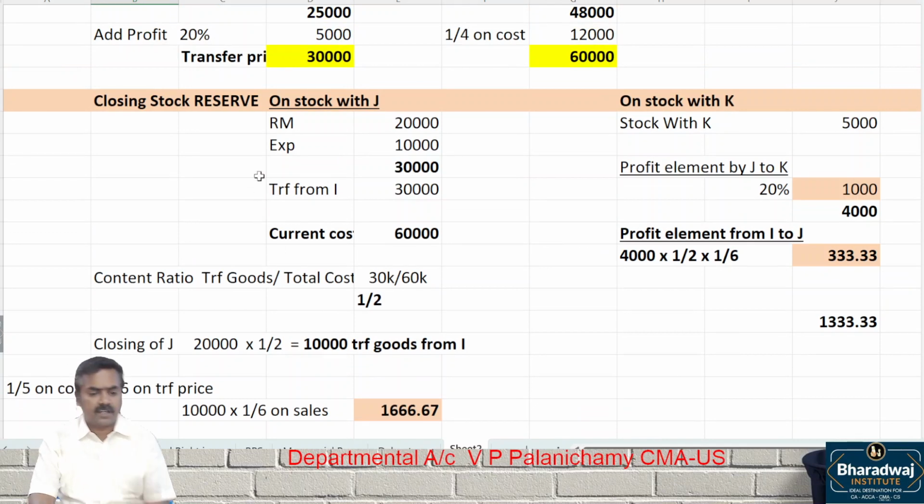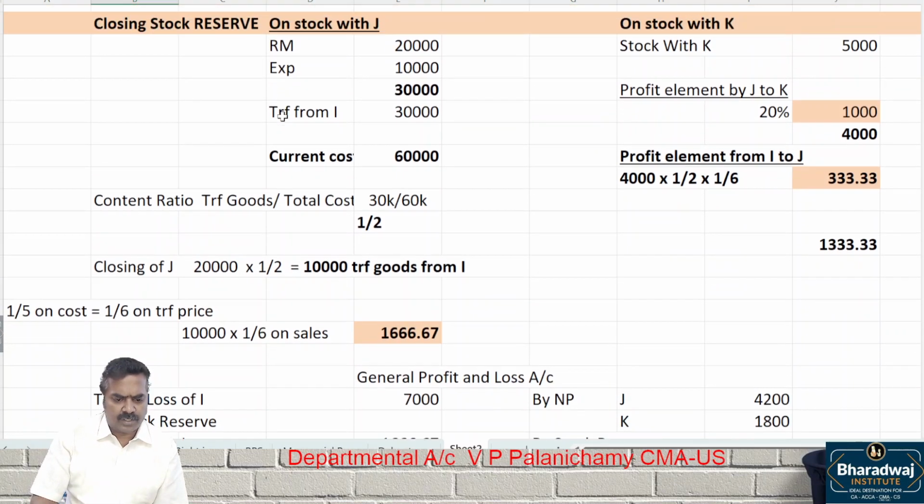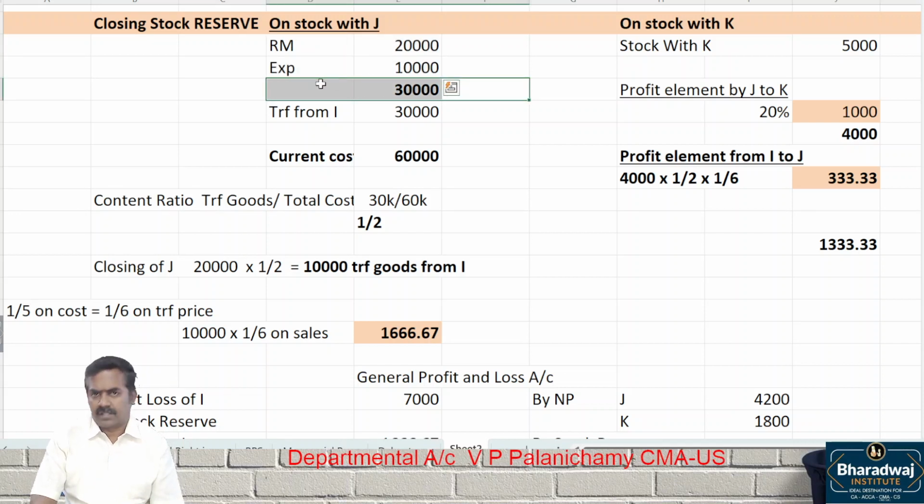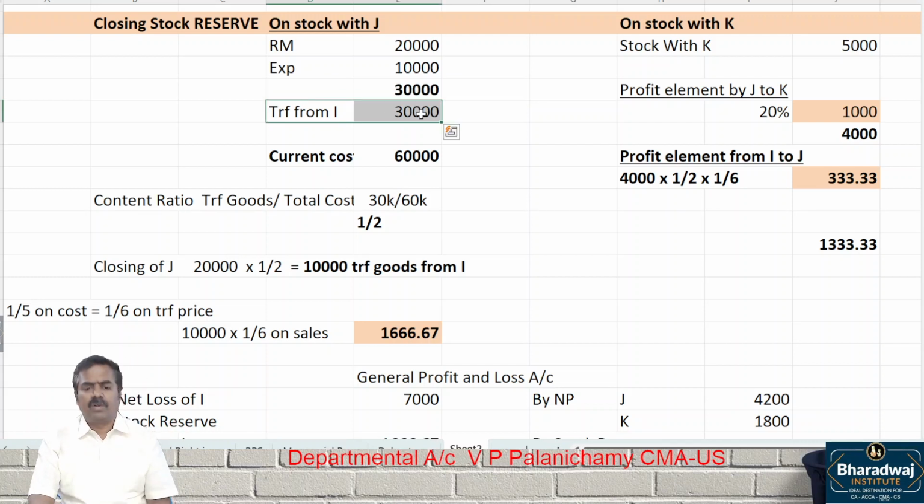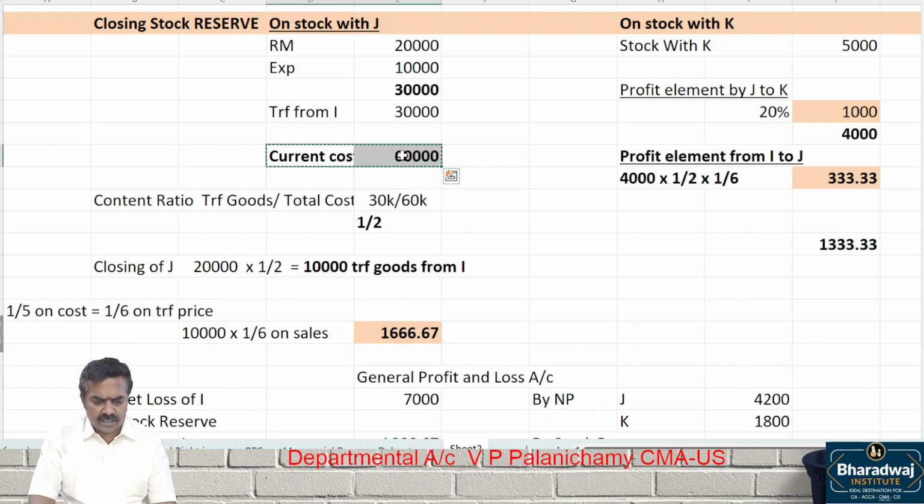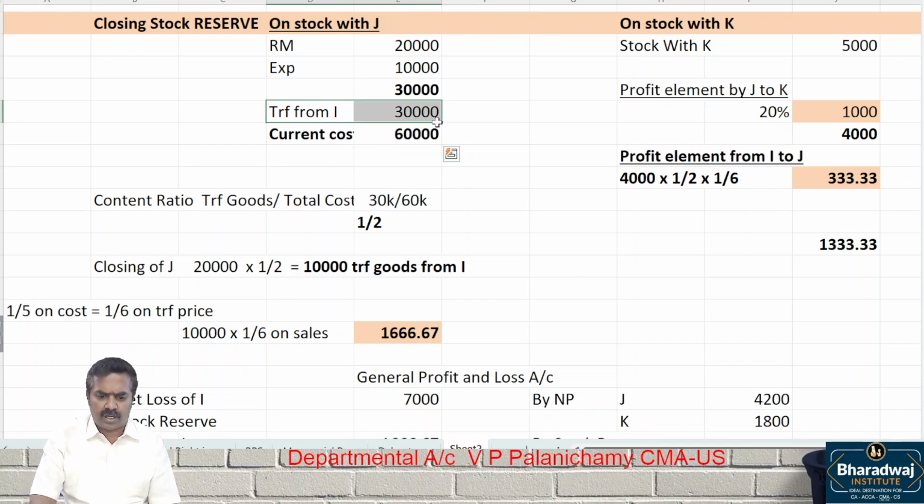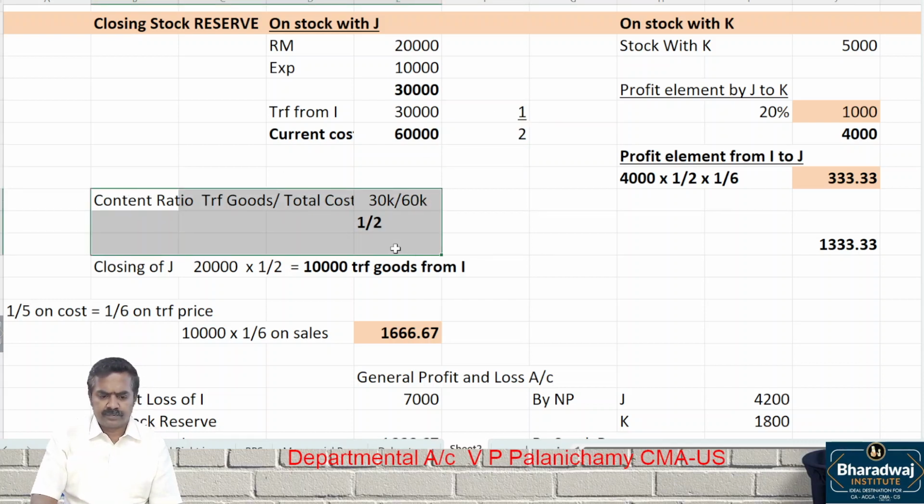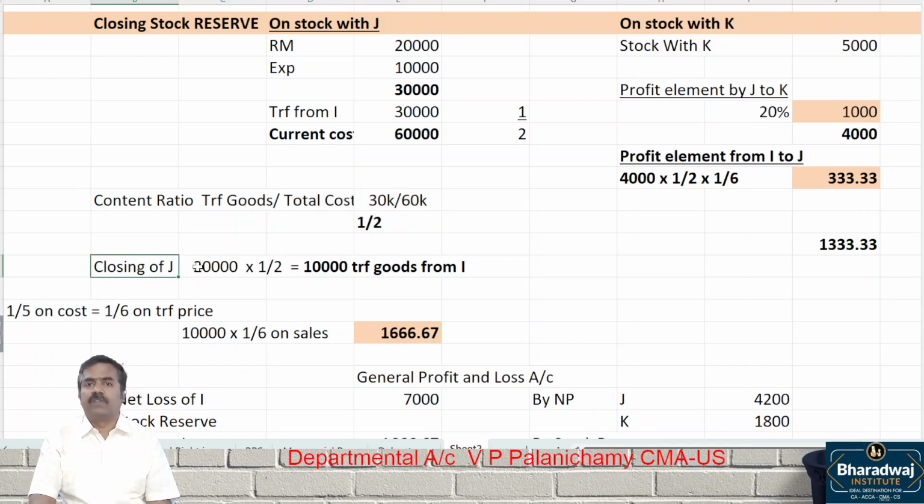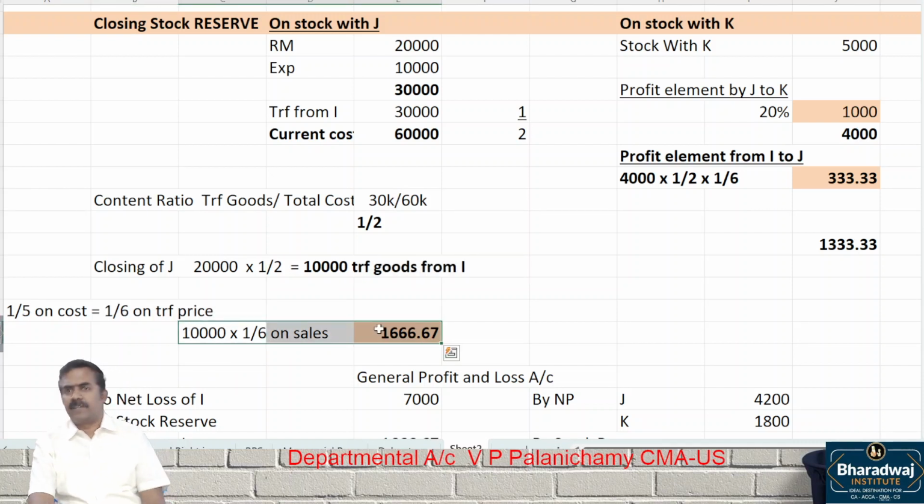Take this up. Once again, I repeat, pay attention. Raw material plus expenses, 30,000 is the cost. That will be at cost price only. Transfer from I to J, how much is there? 30,000. So the current cost of J includes how much content? 1 by 2. The content ratio is 1 by 2. So what is J's closing stock? 20,000. This includes 10,000 of goods transferred from I. So 1/5 on cost, 1/6 on selling price. This is the profit element.